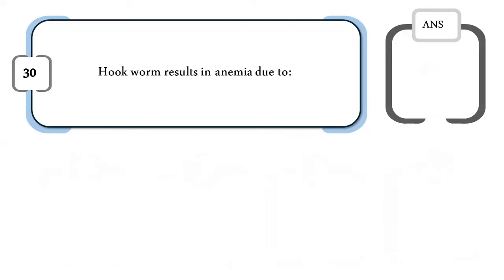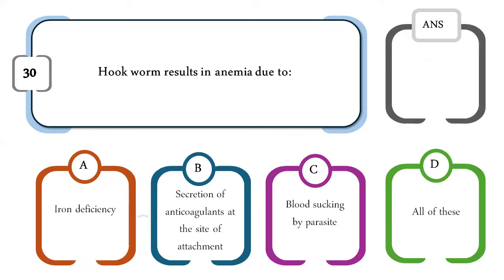Next question, hookworm results in anemia due to: option A, iron deficiency. Option B, secretion of anticoagulant at the site of attachment. Option C, blood sucking by parasite. Option D, all of the above. Hookworm causes anemia, so why does it cause anemia? Here the right answer is option D, all of these. It is because of iron deficiency, secretion of anticoagulants at the site of attachment, and blood sucking by the parasites.